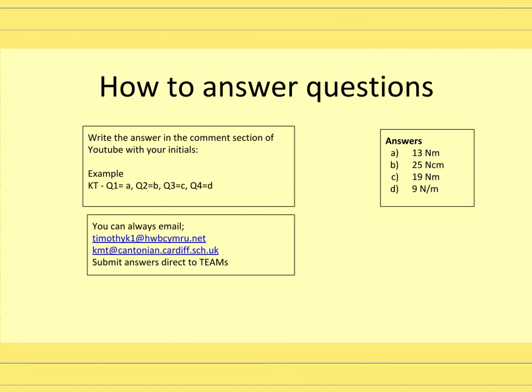Well, I want you to either write the answer in the comment section with your initials on YouTube. For example, my name's Kevin Timothy, so I'm going to put KT, and that's going to be question 1 equals the answer. I'm going to give you an option of 4 answers for each question, and you're going to work them out and tell me which one suits it. So question 1 would equal A, question 2 would equal B, C, 4, and so on. There are 4 questions in total. Question 4 is the challenge question. And then you simply give me the letter of whichever one you think it is.